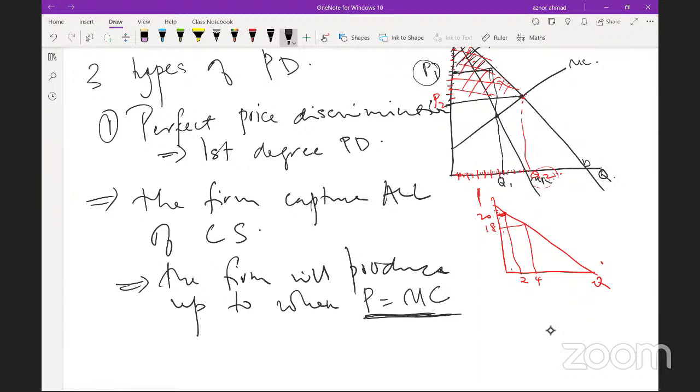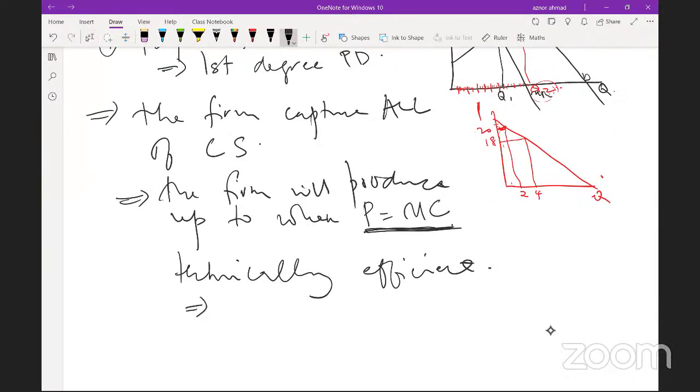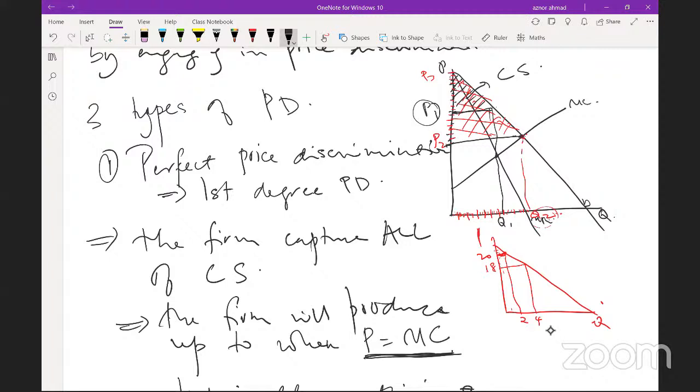And theoretically, when the firm is producing until P equals MC, this is technically efficient. And of course it is also efficient as you can see, there is no deadweight loss, because all of the surpluses are now being transferred from the consumer to the producer. And this whole area becomes producer surplus, of course, plus the original producer surplus.